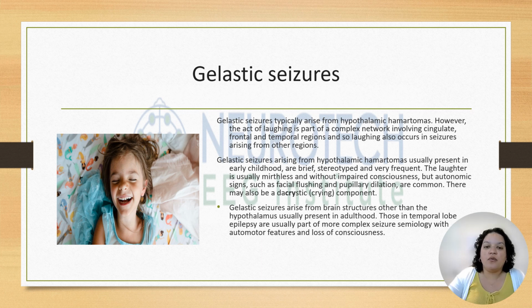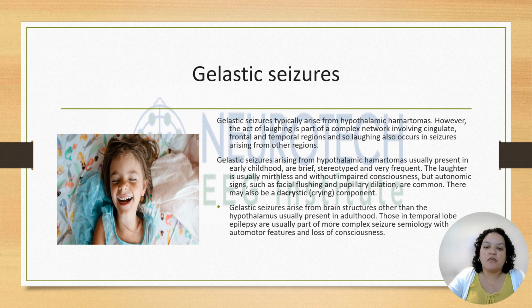And even though we can see laughing in other types of seizures, it's not specific only to hypothalamic hamartomas, but this is very pathognomonic. I don't know if that's a word. Specific for gelastic seizures, you're going to see the laughing element of the seizure. But the laughing could also occur in seizures that are arising from other regions of the brain. So they usually present in early childhood, like this little girl right here. They are brief, stereotyped, and very frequent.